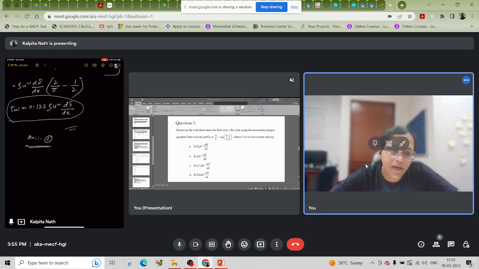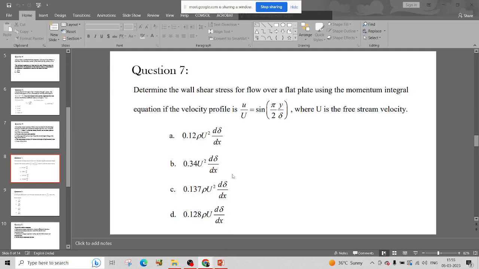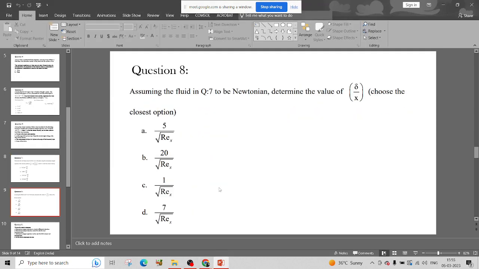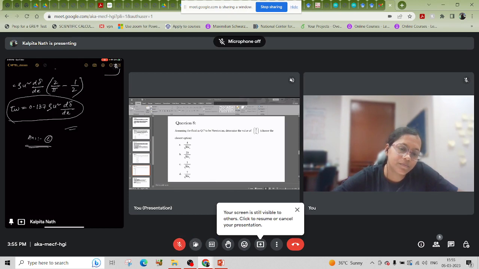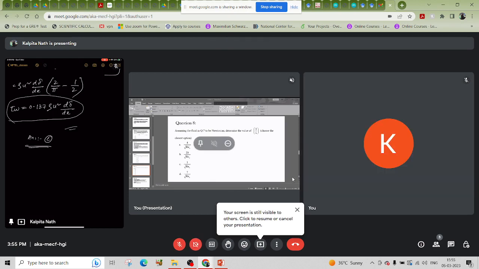If any one of you has any doubt, kindly tell me. If not, let us proceed to question number 8. Assuming the fluid in question number 7 to be Newtonian, determine the value of delta by x. Choose the closest option. I'll give you 2 minutes to solve this, then we'll go on with the solution.